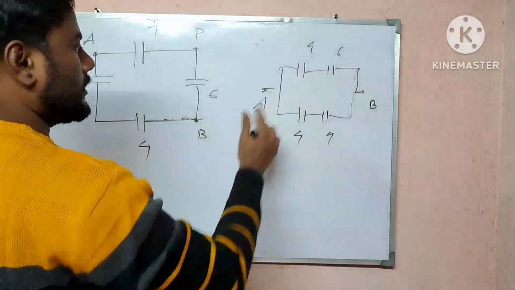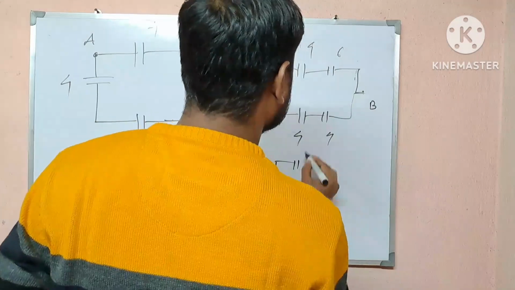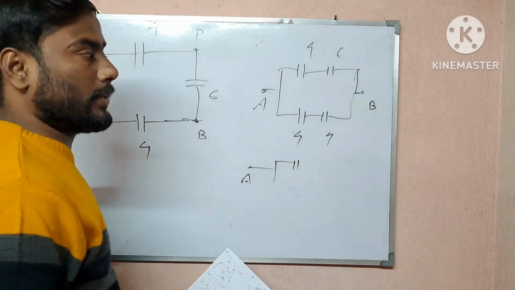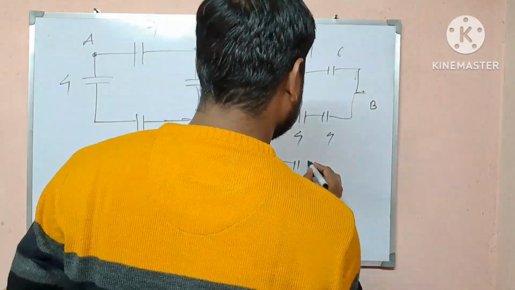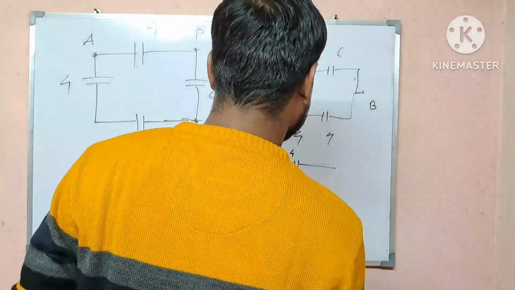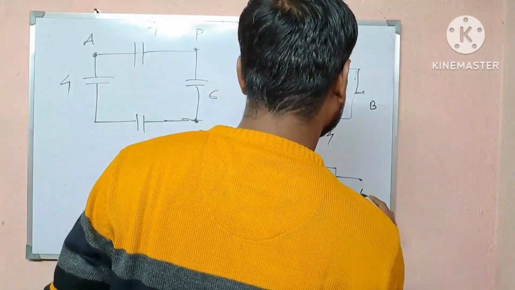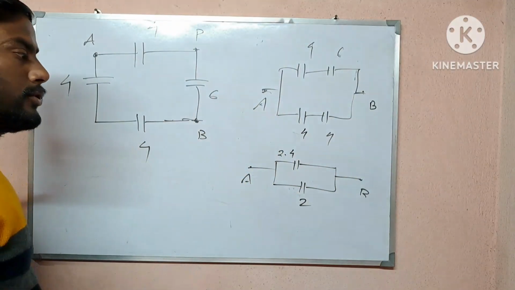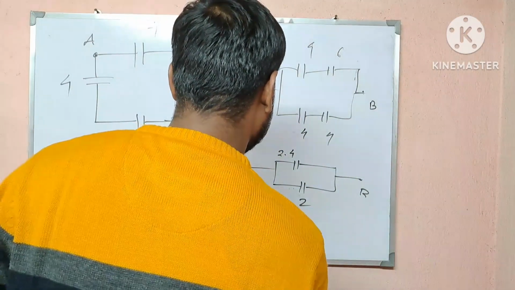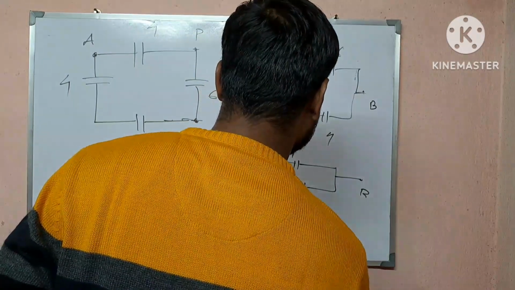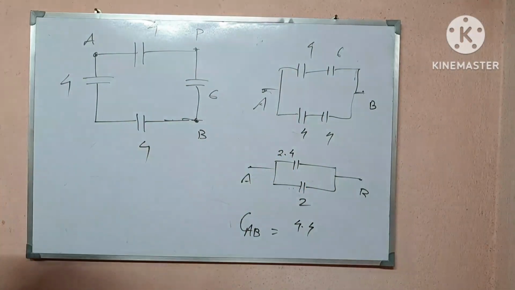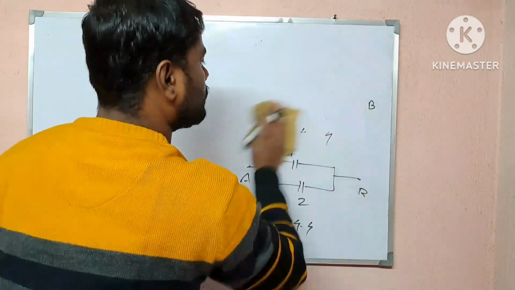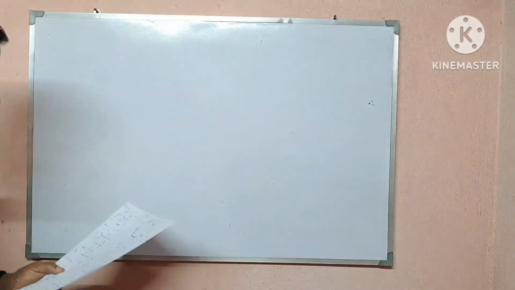Now these two are connected in series. So the upper part, they are connected in series, so the answer will be 24 by 10, which means 2.4. And the below part, this is also 4, that will be 2. So when you add those two things, the answer will be 4.4 microfarad. Now let's take the fourth one.